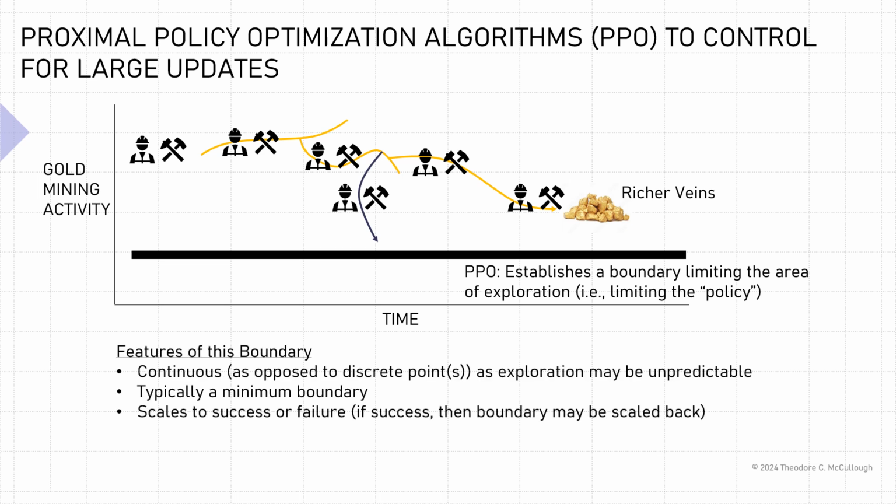Now, the features of this boundary are the following. It's typically continuous as opposed to made of a discrete point or points, as exploration may be unpredictable. It's typically a minimum boundary, and it really kind of scales to success or failure. Namely, if success is anticipated, then the boundary may be scaled back.